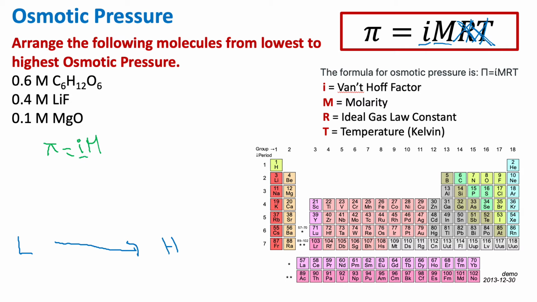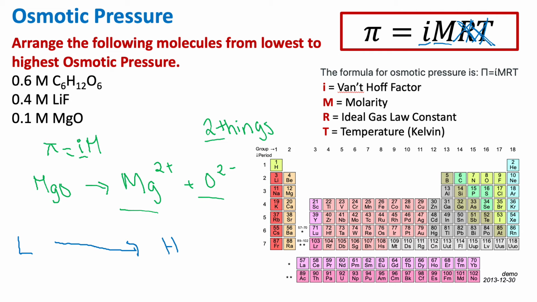Van 't Hoff factor represents the amount of stuff. So if we have magnesium oxide and we dissolve it, we get Mg2+ and we get O2-. How much stuff do we have? Well, we have one thing and we have another thing. So we have two things. If we have two things, that means our Van 't Hoff factor is going to be equal to 2. I hope that makes sense. Van 't Hoff factor just represents the amount of stuff that we have if it dissolves in our solution.